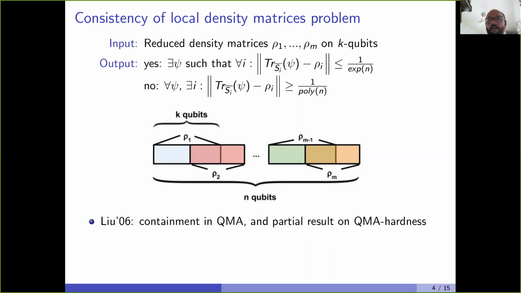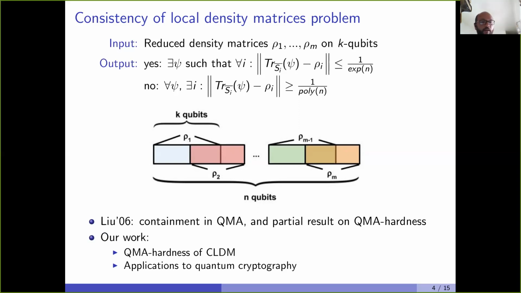And Liu stated as an open problem whether consistency of local density matrices is indeed QMA-hard, but now under standard Karp reductions. And in our work, our main technical contribution is showing that this problem is indeed QMA-hard under Karp reductions. And we also show some applications to quantum cryptography.